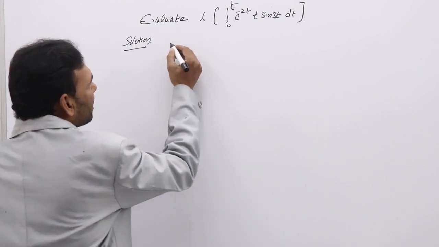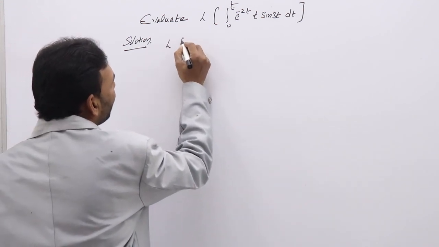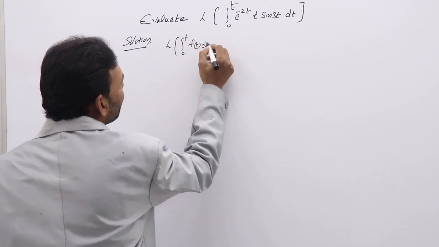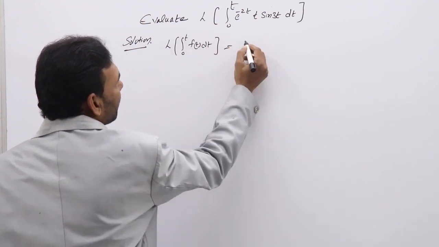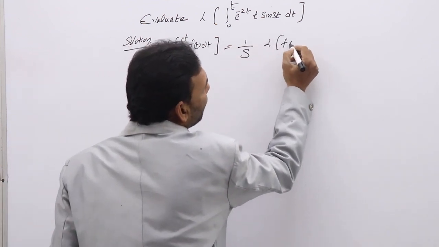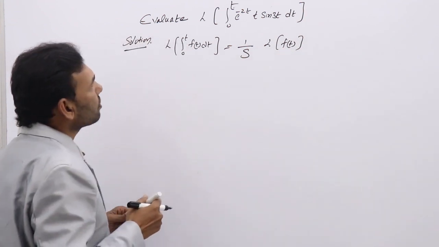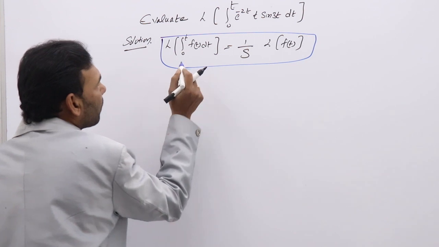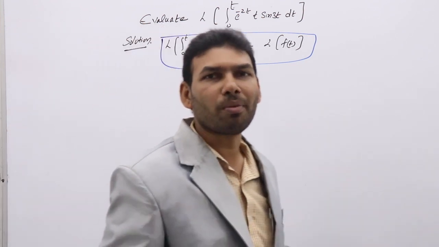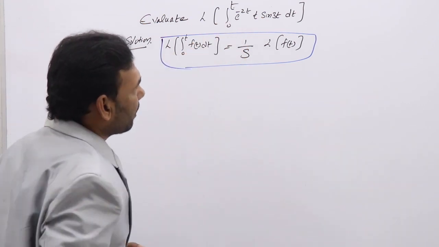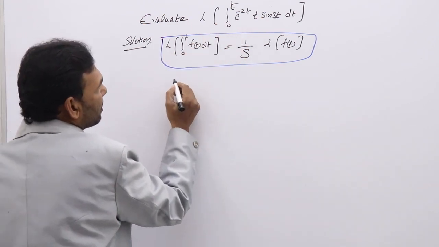So this is nothing but Laplace transform of integral. Simply you need to write 1 by s before the Laplace formula. So this is about the integral principle. We call this one Laplace transform of integral. You know about first shifting theorem.